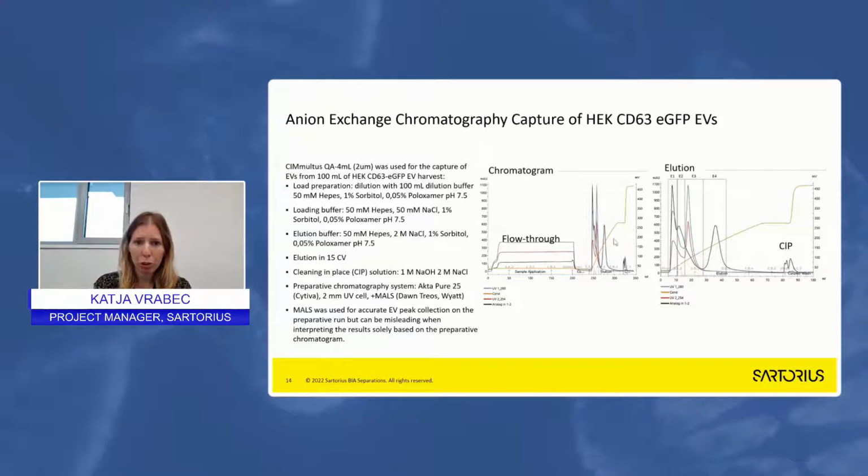The middle picture shows the complete chromatogram. We can see a flow through, so everything that did not bind to the column. And we can see the elution in the increasing salt gradient. The elution is zoomed in on the right. You can see the fractions that were collected, labeled from E1 to E4, and also the cleaning in place.